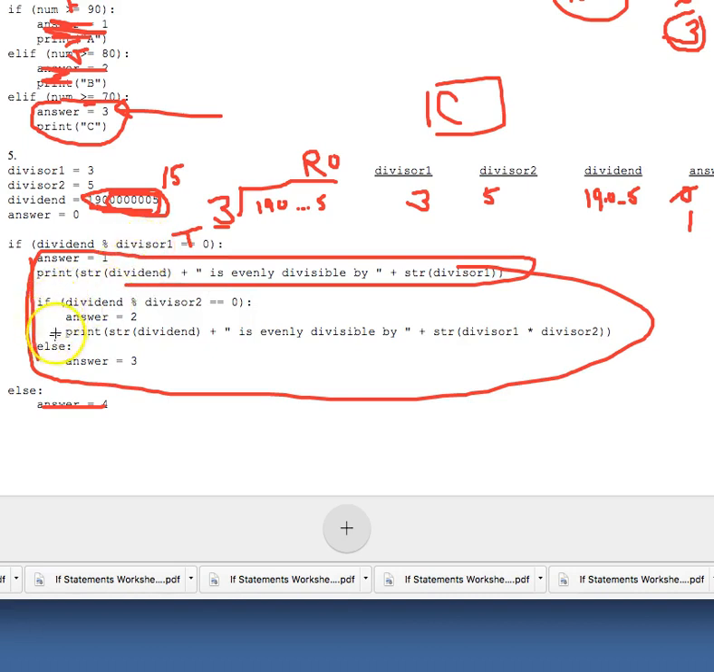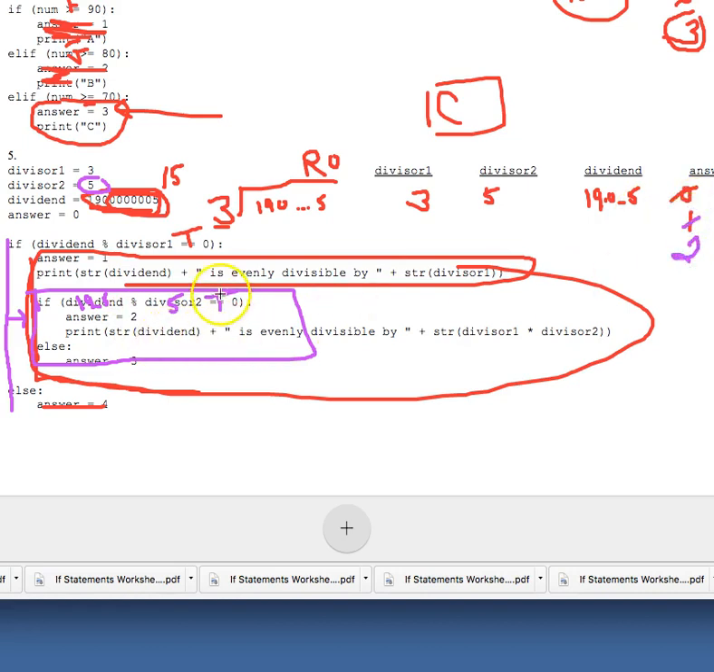But wait, we still have more work to do. There's an inner nested if statement that's inside of the outer if statement because of the indentation of Python there. See how that's indented inside of this if else statement. So we have to execute this before we're finished with this video and this worksheet. Dividend, it's that big number again, 19 something 5. Is it evenly divisible by divisor 2, 5? Sure, anything that ends in a 5 is evenly divisible by 5. So this is true. And now answer is equal to 2.